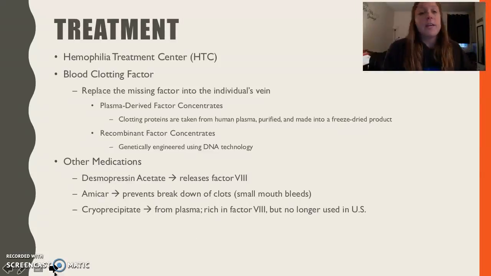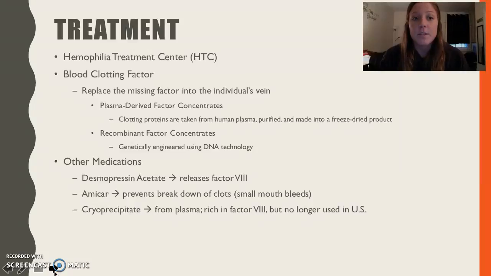There is no complete cure for hemophilia. However, there are treatments, and it is very important for an individual with hemophilia to visit a hemophilia treatment center where they can see a group of experienced hematologists and nurses and find the correct treatment plan for them. One treatment involves the injection of blood clotting factors into the blood. Now, what this does is replace the missing factors from the body.